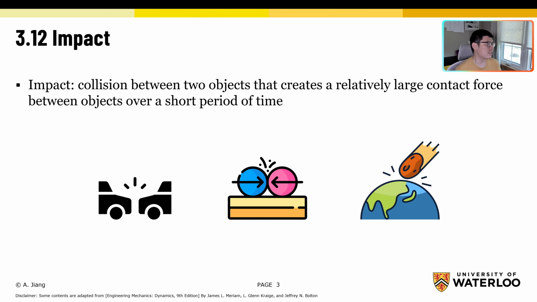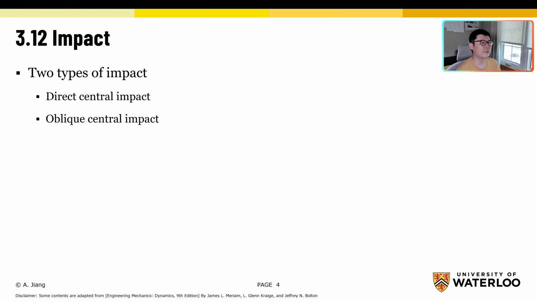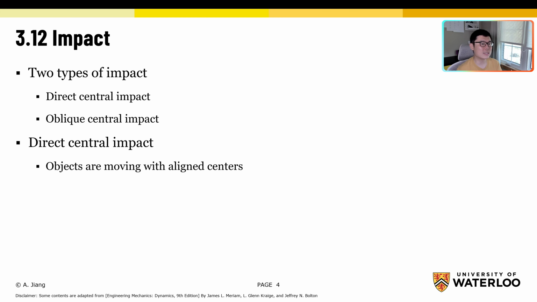As the name suggests, by definition, impact is defined as a collision between two objects that creates a relatively large contact force between two objects over a short period of time. There are two types of impact we care about: direct central impact and oblique central impact. We'll start with the direct central impact, and this is when objects are moving with aligned centers.